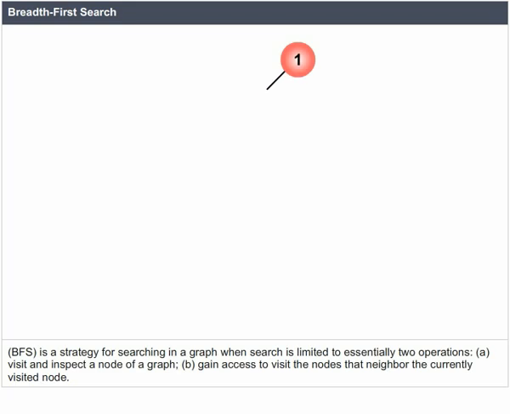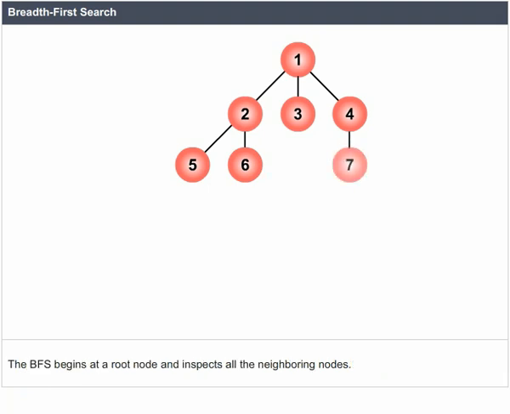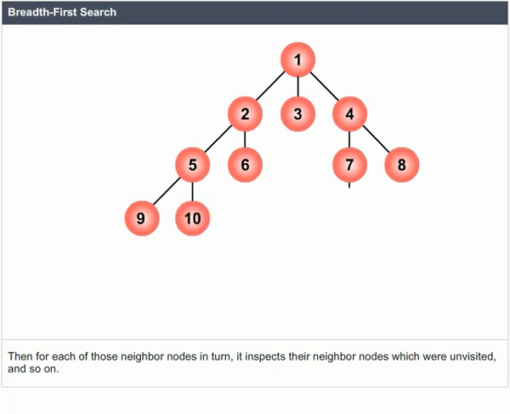Breadth-first search. Breadth-first search (BFS) is a strategy for searching in a graph when search is limited to essentially two operations: A. Visit and inspect a node of a graph. B. Gain access to visit the nodes that neighbor the currently visited node. The BFS begins at a root node and inspects all the neighboring nodes. Then for each of those neighboring nodes in turn, it inspects the neighbor nodes which were unvisited, and so on.